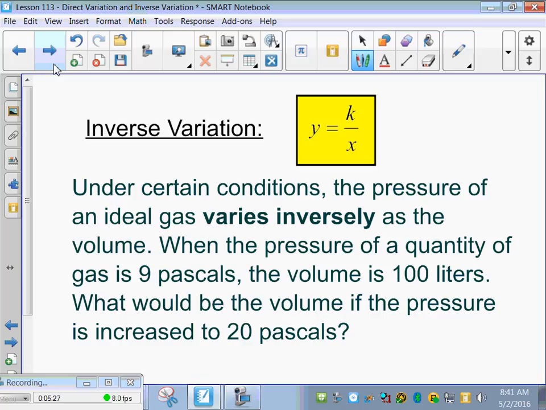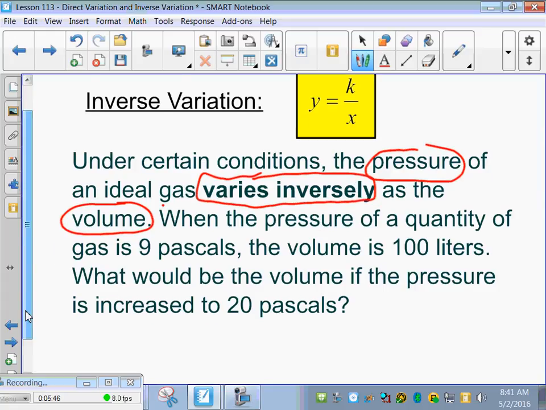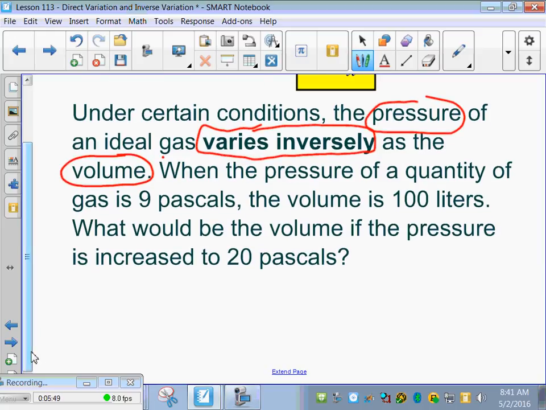All right, under certain conditions, the pressure of an ideal gas varies inversely as the volume. So when you read these words, you have to know k divided by. So it goes in order of the sentence. So this time we have pressure, and we're comparing it to volume. So instead of y and x, we're going to use p and v. So p is equal to k divided by v. So when you're doing inverse variation, you always have k in the numerator here. This is always varies inversely.